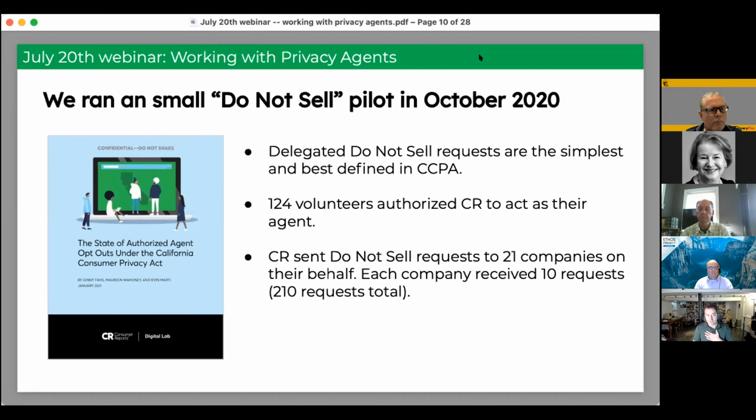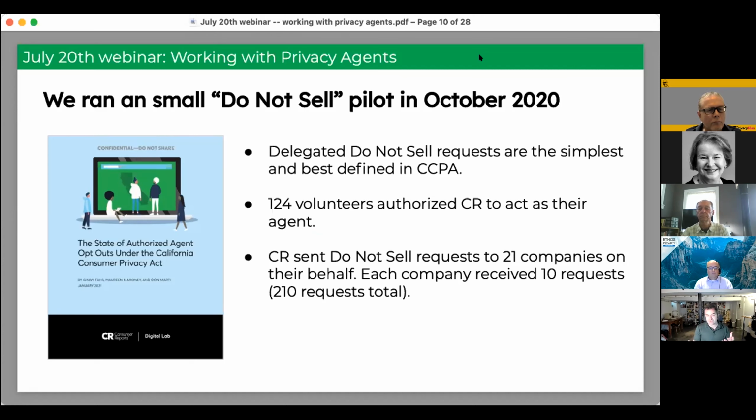We registered 124 volunteers. They signed a permission letter. And then we sent do not sell requests to 21 companies, a mix of different industries. And each company received 10 requests. So very small, very scoped experiment.